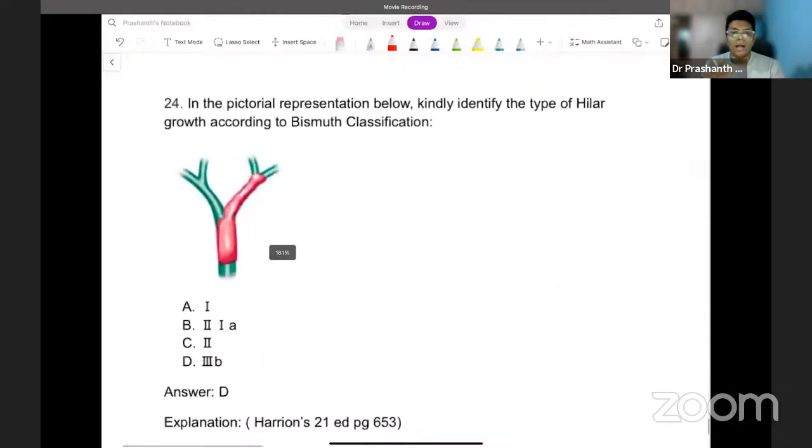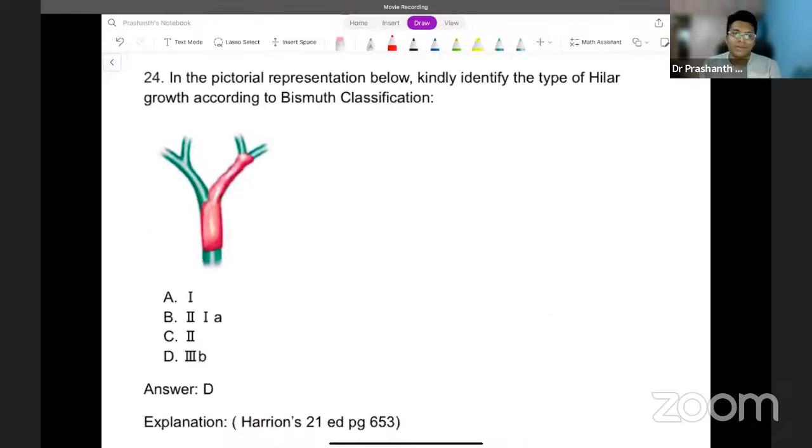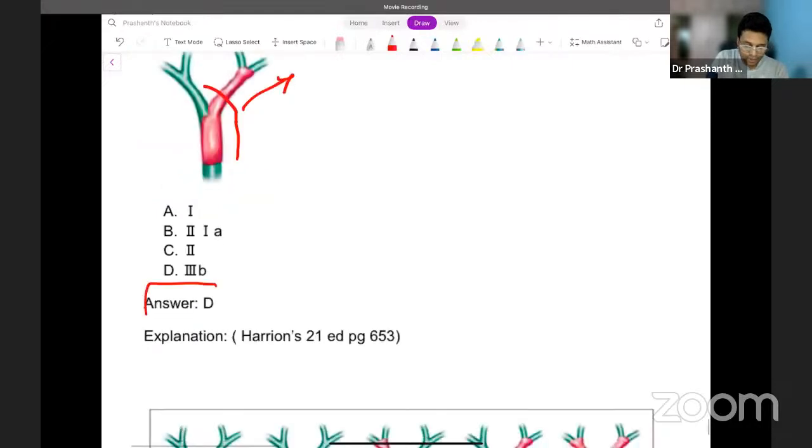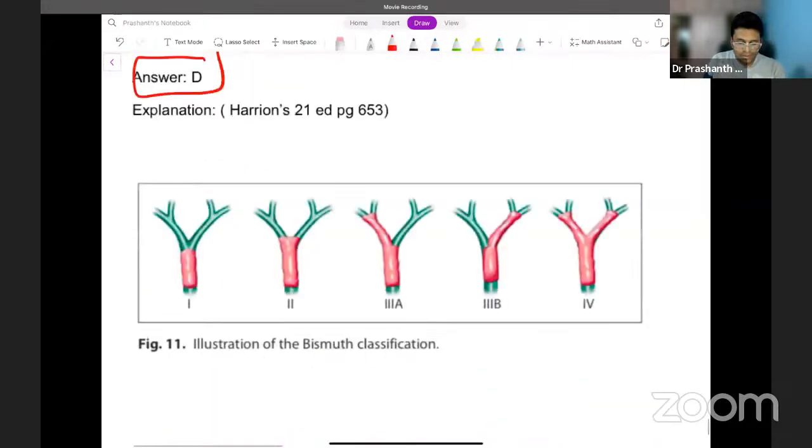Next is a pictorial representation of a hilar malignancy, and they've asked about the Bismuth classification. If you see the picture, you should know that till here it is 1, a little more it is 2. If it occurs here, it is 3A. If it occurs along this direction, it is 3B. So the answer is D. You can go through this.